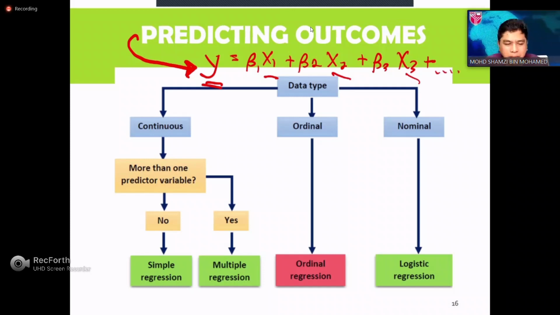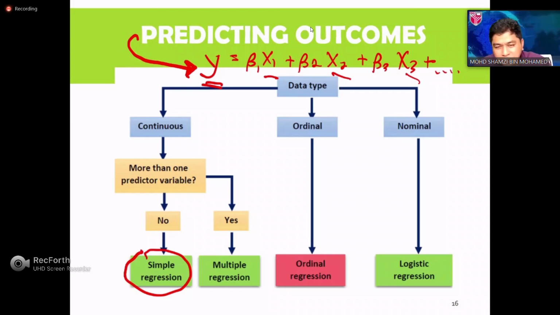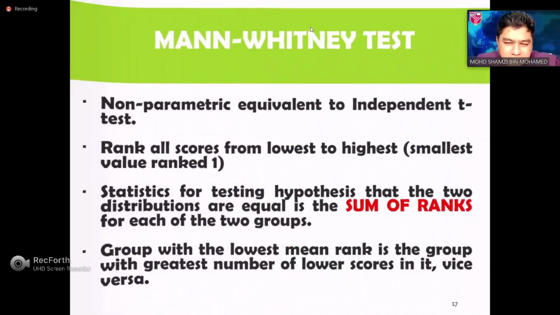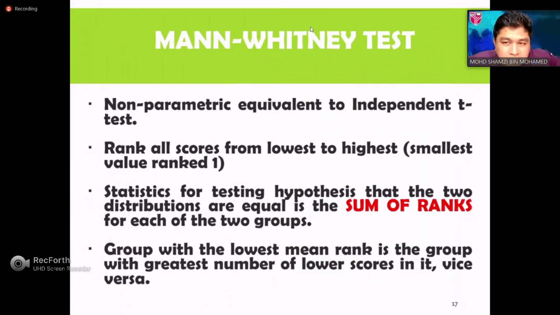So for a single x1, you call this simple regression, meaning singular x. If you have more than one x, then you call this multiple regression. So this one falls under multiple regression. This one is only y equals beta x. That's all. One y and one x. Very simple.